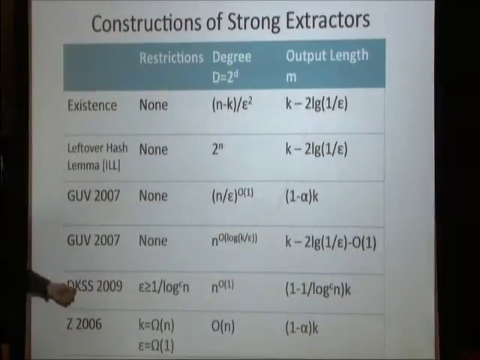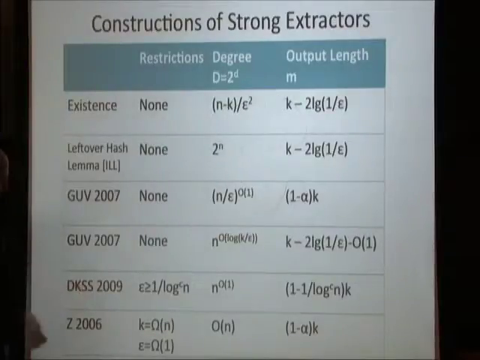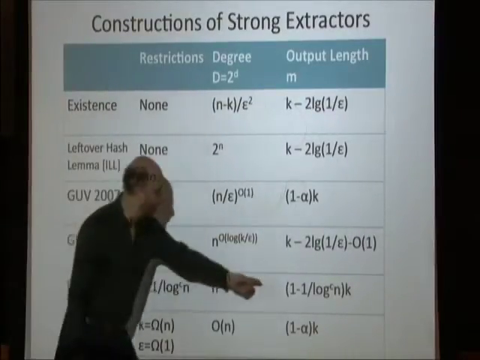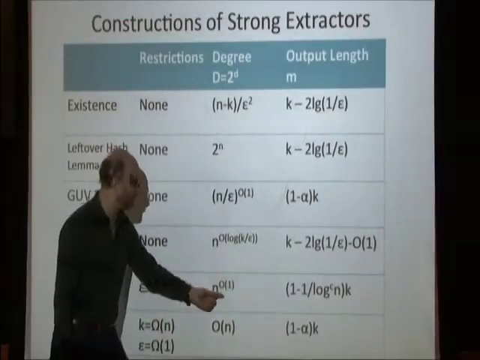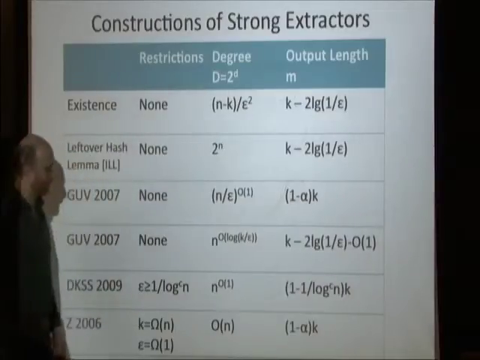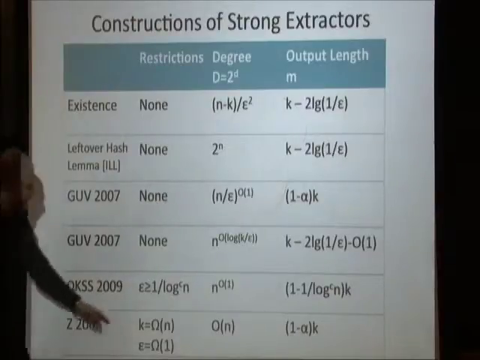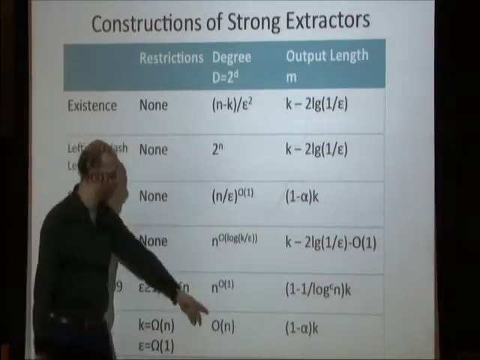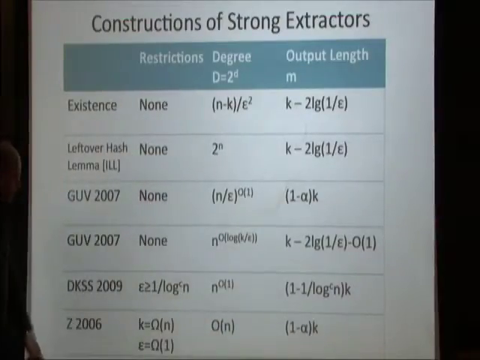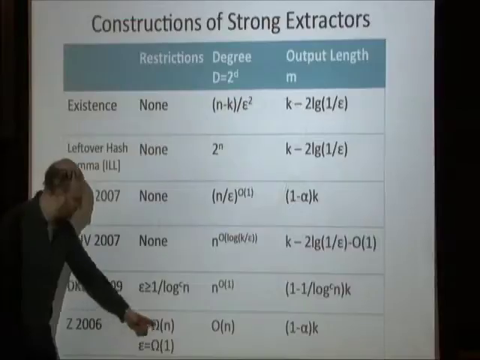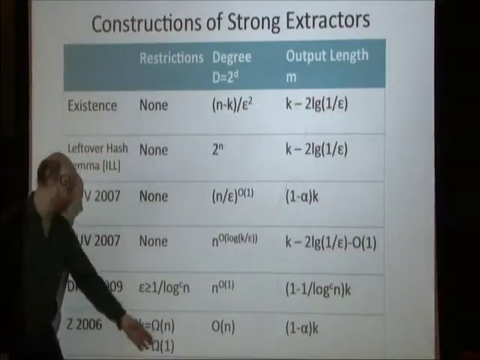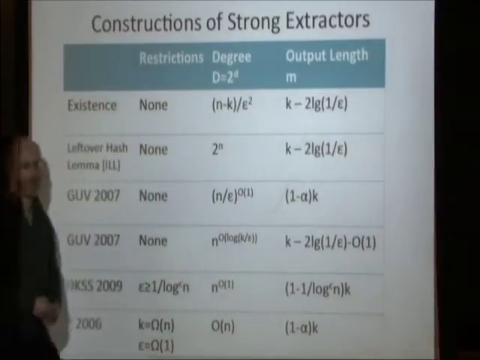And then De Vere, Kopparty, Saraf, and Sudan showed how to use just a log n bit seed and output 1 minus little o of 1 times k. I haven't checked if this gives something better there. I'm not even sure, I think it's still 2 to the polylog log in this thing. For some applications, you actually care about the degree itself, so you want the degree to be linear in n. Then I had a construction if the min entropy is linear in n, and for epsilon a constant, you can output, say, 99% of the entropy.